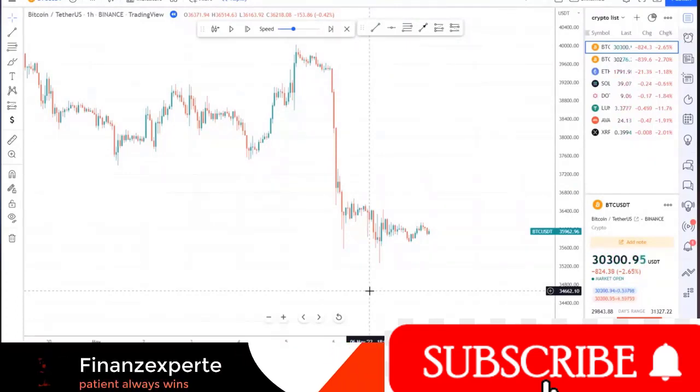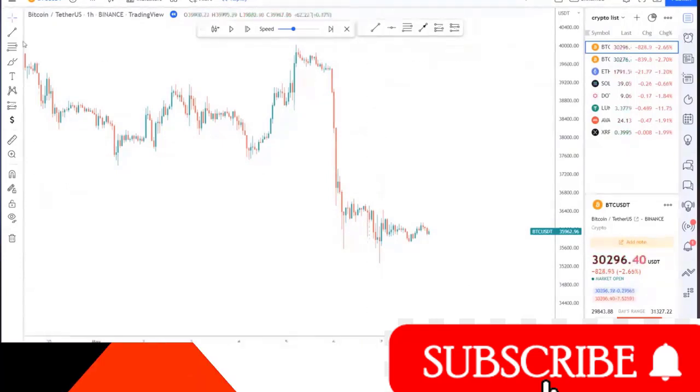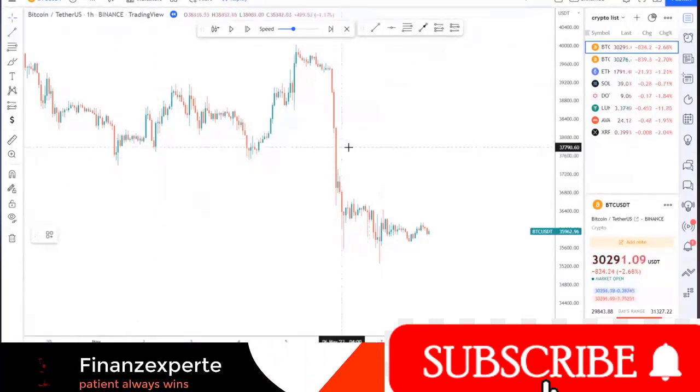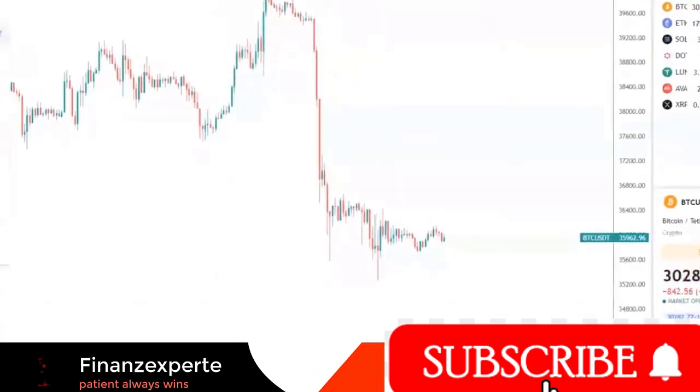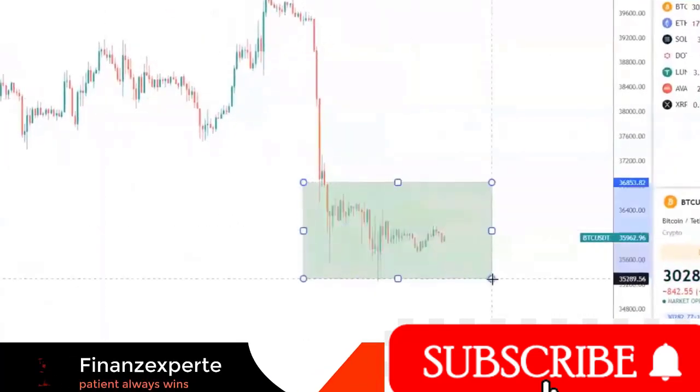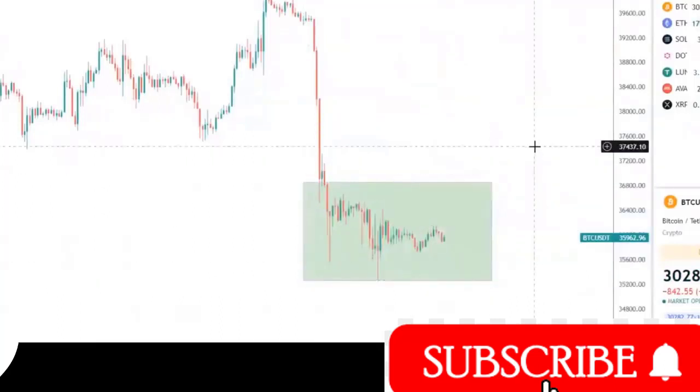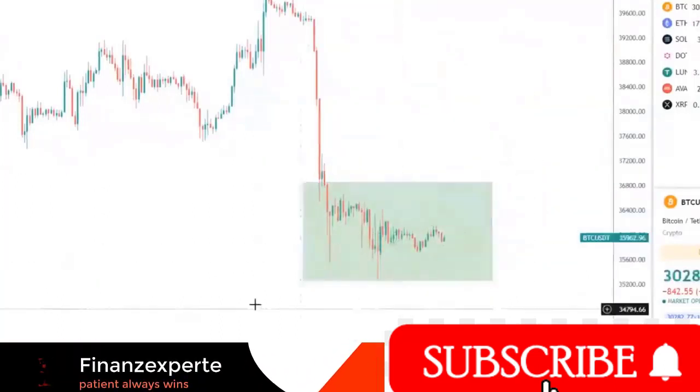So what I'm looking for when it comes to support and resistance is horizontal movement, also known as consolidation or accumulation. As we can see right here in this area, we can identify an area of accumulation or consolidation because the markets have stopped moving, they've stopped trending basically.